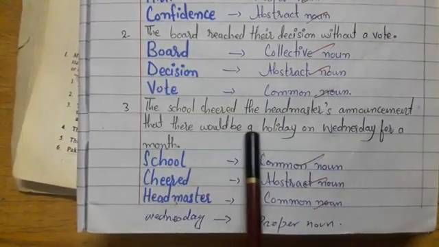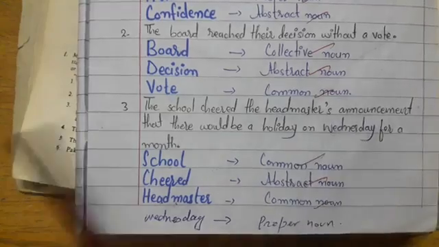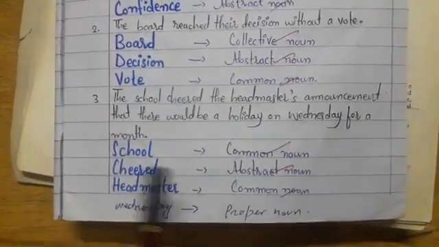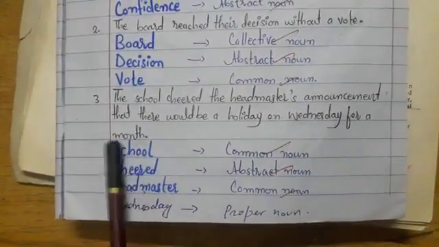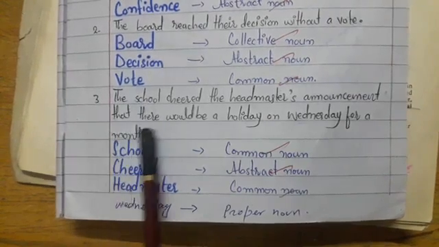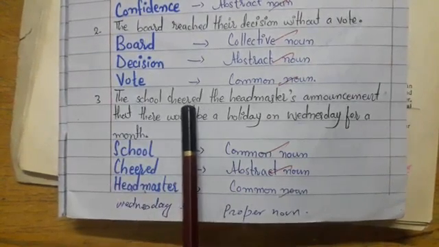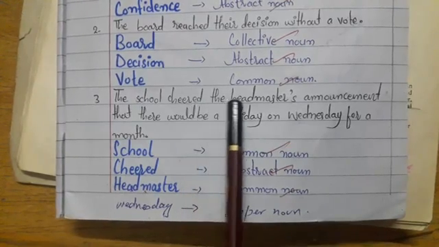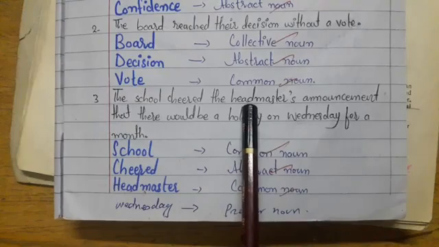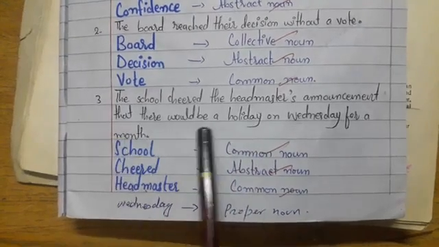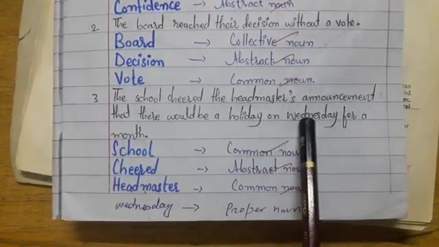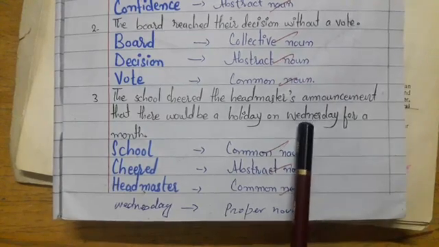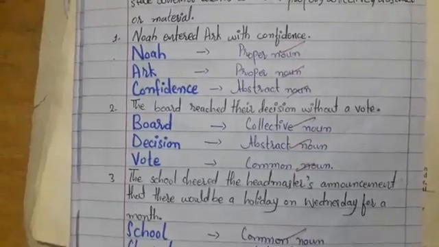announcement that there would be a holiday on Wednesday for a month. Here, school is a common noun, cheer is an abstract noun as it is a feeling, and headmaster is again a common noun, it could be any headmaster. Wednesday is the name of a specific day, so it is a proper noun. Now move toward the next page.